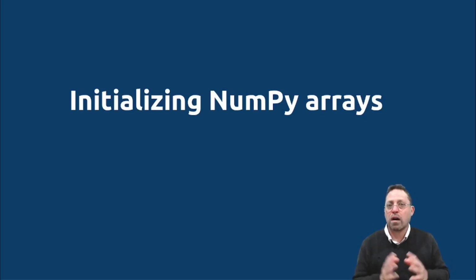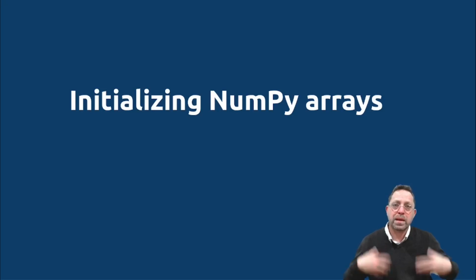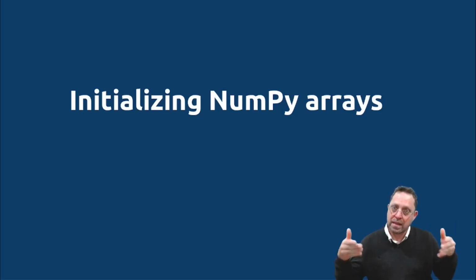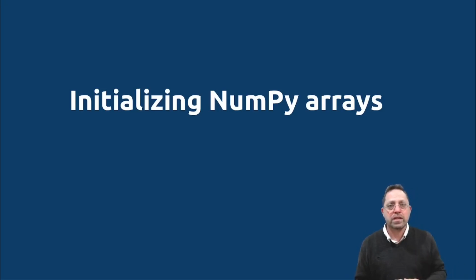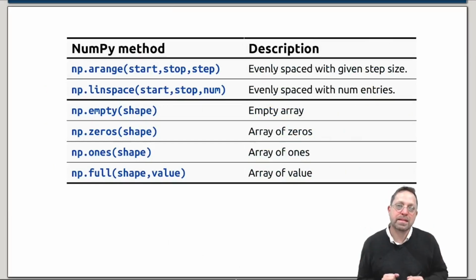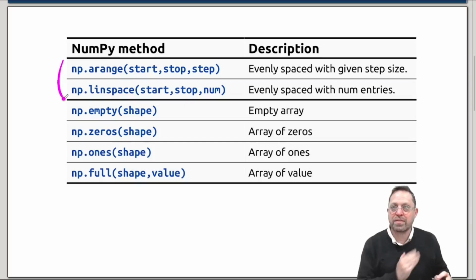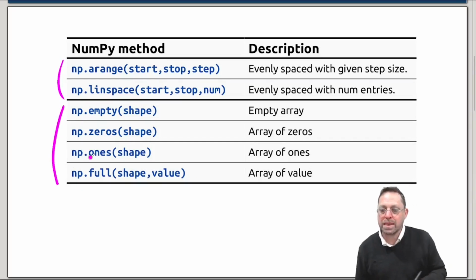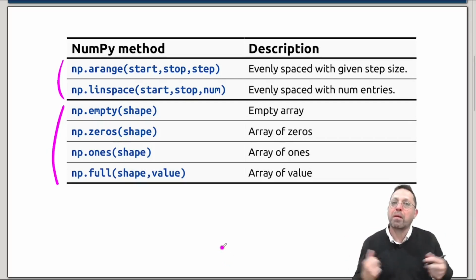But what will most often happen is that you will build up and populate your NumPy arrays in the program itself. And to do that, you need to create and initialize the array in the first place. So now we're going to see the methods that are available to do that. This table shows 6 methods that you can use to create your NumPy arrays. The first two, arange and linspace, create 1D arrays with values that are evenly spaced. And the other 4, empty, zeros, ones, and full, create NumPy arrays of any shape that are pre-populated with certain values. So let's take a look at each one in detail.